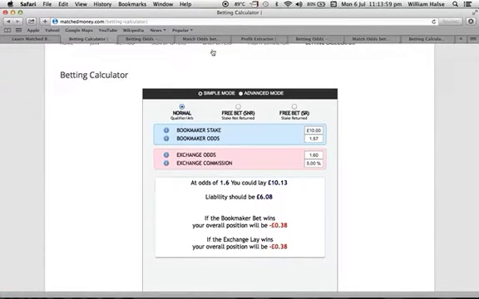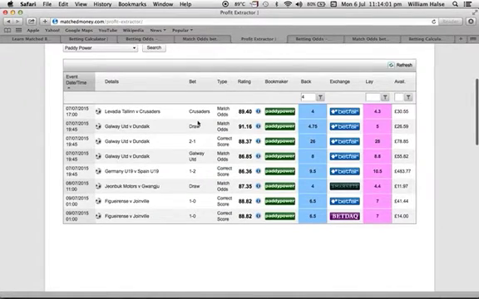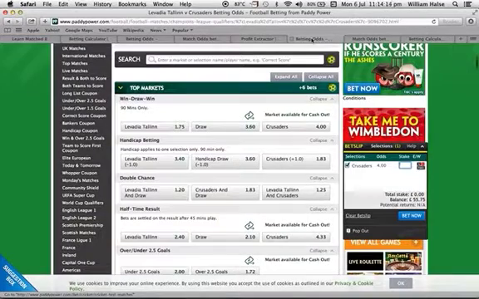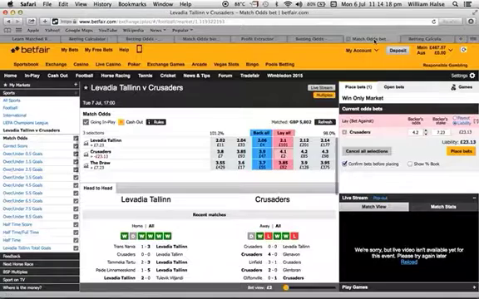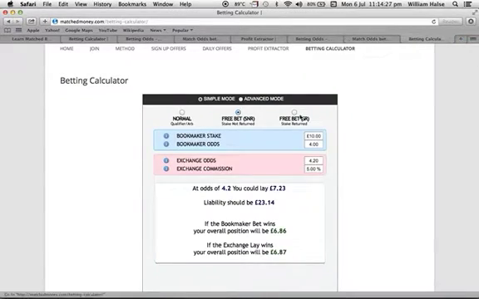So what I did earlier is I looked for a decent one, and I found Levadia Tallinn versus Crusaders. So the odds at Paddy Power are 4, and the odds at Betfair are 4.3. So if we take a look at that again, yes, it's still 4, and it's actually gone. Okay, it's not quite 4. It's probably about 4.2, which I've already got on here. And yeah, so we type that into the calculator.